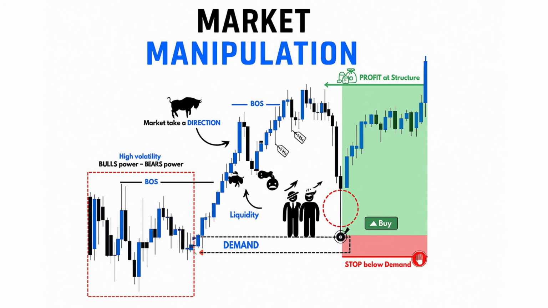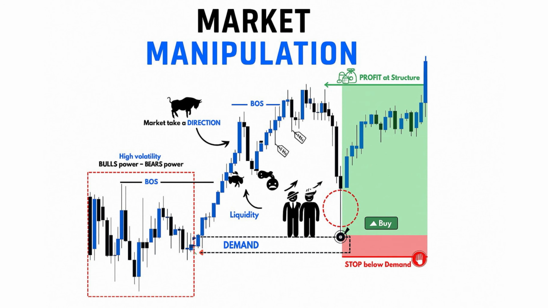All right, so let's break down this powerful chart. At its core, this is a roadmap of market manipulation leading to a clear profit opportunity. The whole sequence begins during a period of high volatility, where the big players are actively shaking out both the bulls and the bears. This creates an intense battle, reflected in the bulls' power and bears' power indicators, and often sweeps the market for liquidity, hunting for the stop losses of trapped traders.